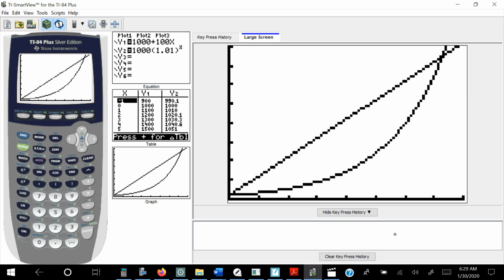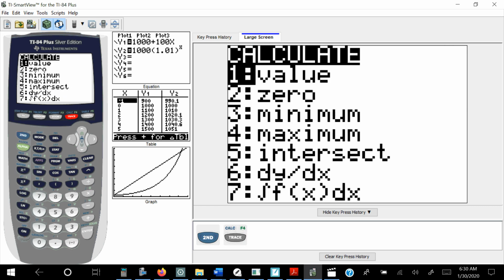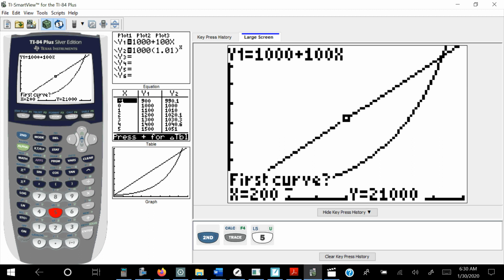Okay. So the first thing you want to do is hit second. Then you want to hit table. I'm sorry, hit trace to get to the calculate. And then you want to hit the number 5 so you can get to the intersection.